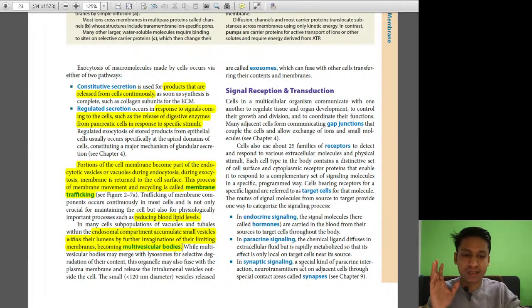In synaptic signaling, a specific kind of paracrine interaction, a neurotransmitter acts on an adjacent cell through special contact areas called synapses. So there is a neurotransmitter, a special kind of paracrine interaction that takes place here, and this neurotransmitter goes and acts on the other cell. We will read about synapses in chapter 9 in much detail, and how the neurotransmitters are secreted, because these neurotransmitters are also secreted in the form of vesicles. We need to understand that as we are reading about the vesicle transport. But neurotransmitter secretions and their movement is explained in much detail in chapter 9 about nervous tissue. So we will read about synapses and movement of neurotransmitter there. But this type of movement, this type of transduction of the neurotransmitter is called synaptic signaling.